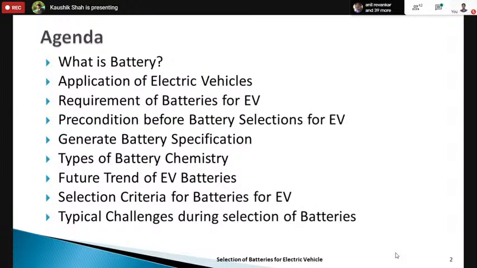What I'm going to cover is, first of all, what is a battery? And what are the different applications of the electric vehicle, which I probably covered earlier, but I would like to substantiate with some examples. Then third is the requirement of batteries for EV. Preconditions before battery selection is the fourth. Then generate battery specification, a typical specification and how it looks, different types of battery chemistry, future trends of EV battery, selection criteria, which is what the topic is about, and then challenges while selecting the batteries.